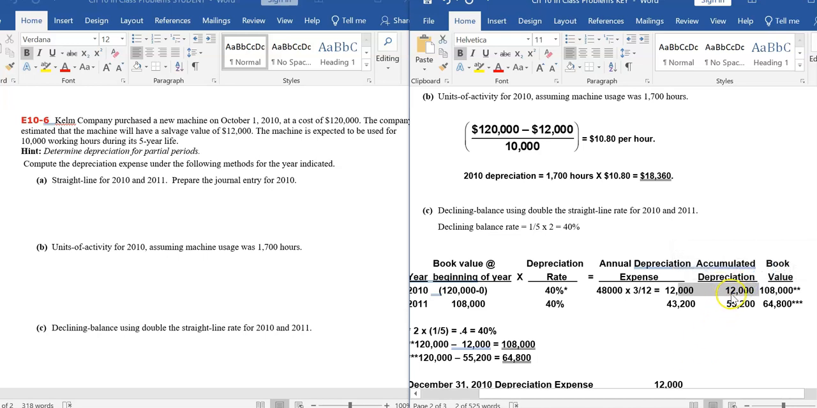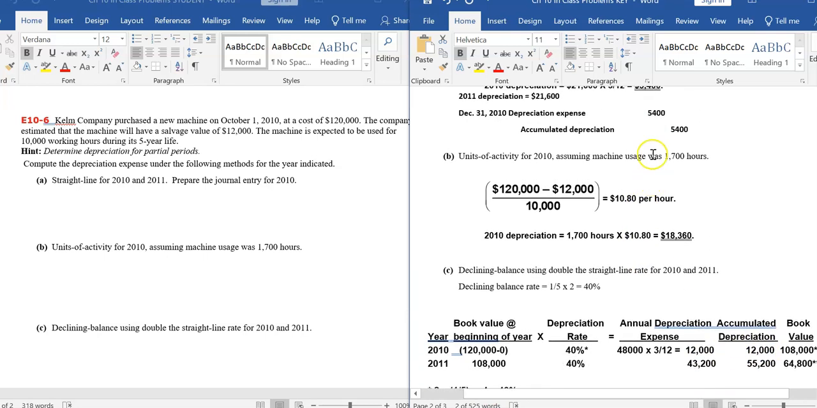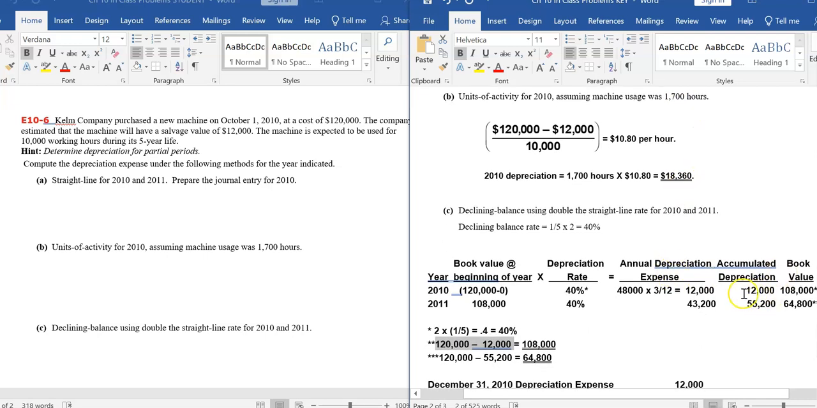At the end of 2010, that means the asset's book value would have fallen to $108,000. Okay? That is the difference between its original cost and its accumulated depreciation. When we depreciated it $12,000 at the end of 2010, we recorded the amount of depreciation into the accumulated depreciation account. So its balance is $12,000 at the end of 2010. That means when we begin 2011, the asset's book value is now $108,000.